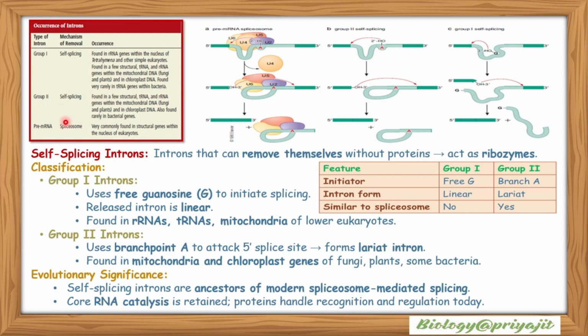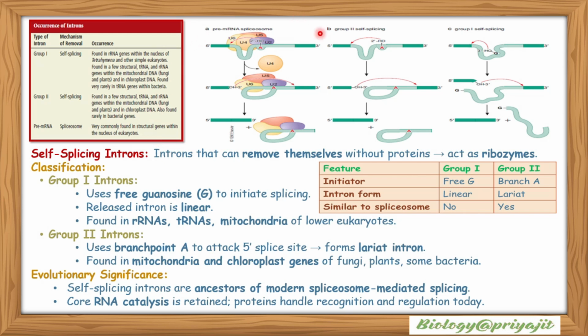Group 2 introns, which also undergo self-splicing, are found in a few structural tRNA and rRNA genes within the mitochondrial DNA of fungi and plants, and in chloroplast DNA. They are also found rarely in bacterial genes. But pre-mRNA, which undergoes spliceosome-mediated splicing, is very commonly found in structural genes within the nucleus of eukaryotes.